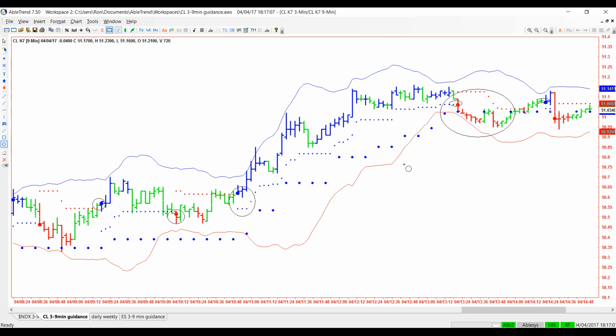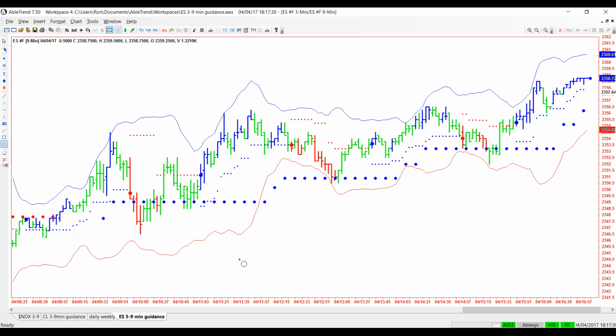So, pretty good day. I mean, that's 50 cents for the day. That's $500 per contract, just trading one lot. So, good day on crude oil today, just following a couple simple rules. That's all it is. I mean, the rules never change. The charts, the colors never change. The dots never change. They're just in different positions, depending on what you like to trade.